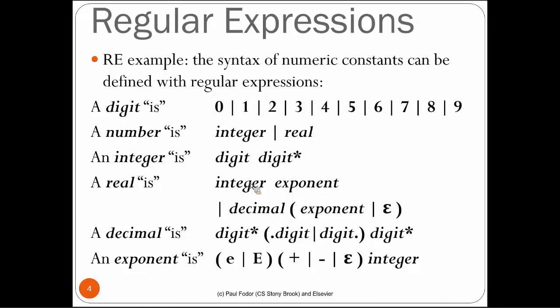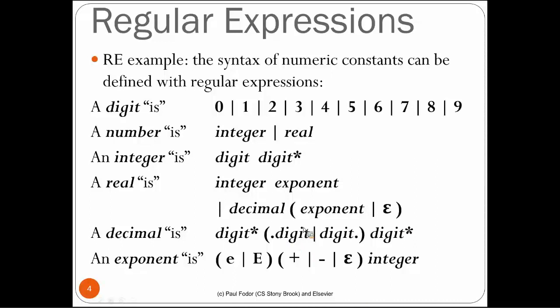A real is either an integer followed by an exponent, or a decimal followed by either exponent or epsilon. A decimal is any number of digits followed by either dot digit or digit dot, followed by any number of digits. And now you can see the use of concatenation, Kleene star, and disjunction in one single regular expression. Because you know that if you write, let's say, just 0 dot or 0.5, it should be recognized as a real number, as a decimal number. If you write only 0.5, it should be recognized as a real number.